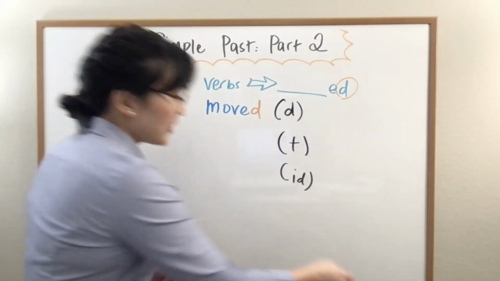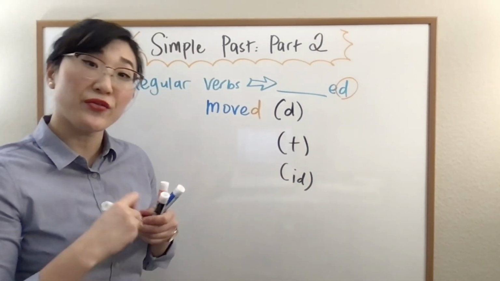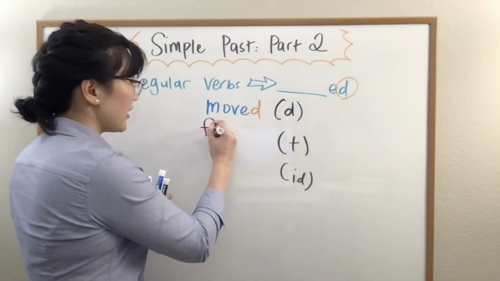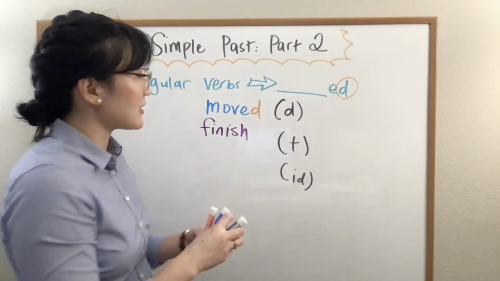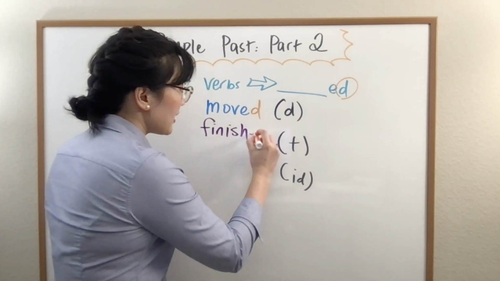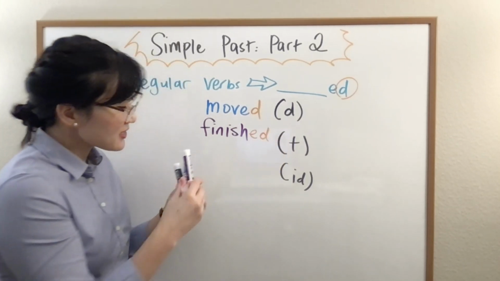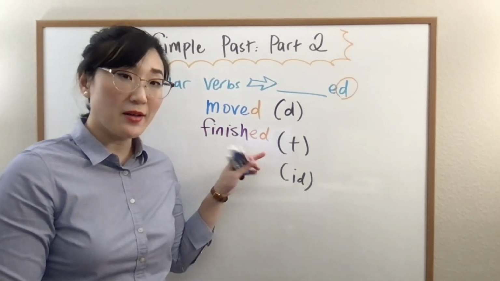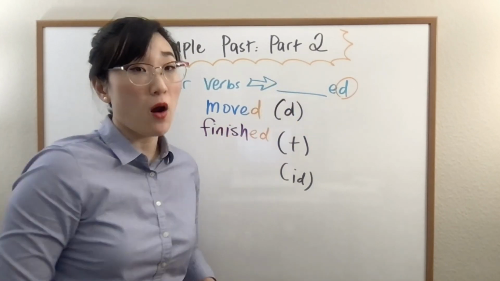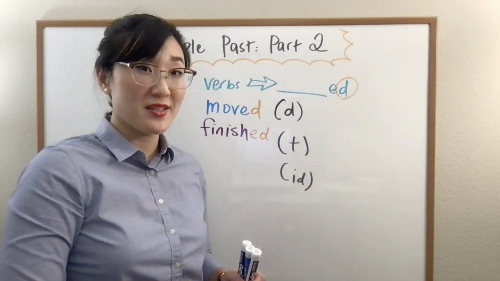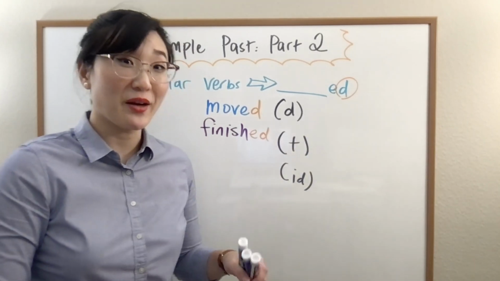Let's say finish. The past tense is when you finish something. So finish. And then what do I need? My ed. So finished. In this case, this final ed sound will sound very similar to a T. Finished. Are you finished with your test? Oh, he finished with his test.